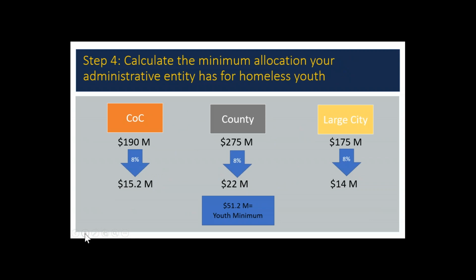The next step is the minimum allocation for your administrative entity. So you can see here, this is for the state. The COCs are getting 190 million, so at least 15.2 should go to youth. The counties are getting 275, so a minimum of 22 should go to youth, and then same with large cities. So that's it on a state level, but you want to calculate this for your local jurisdiction.